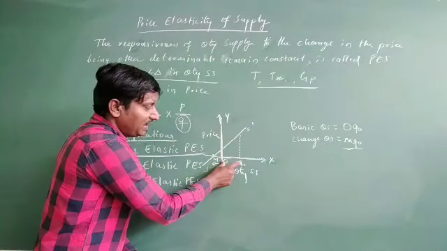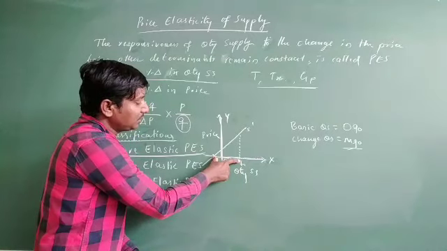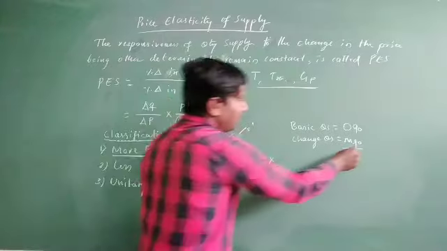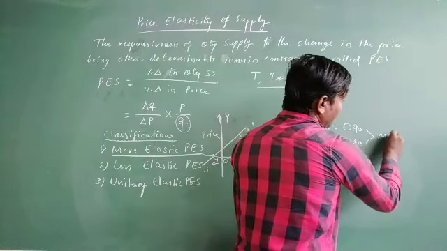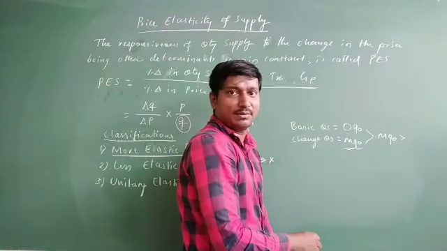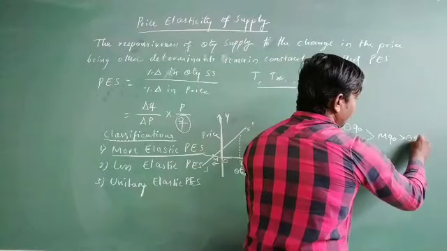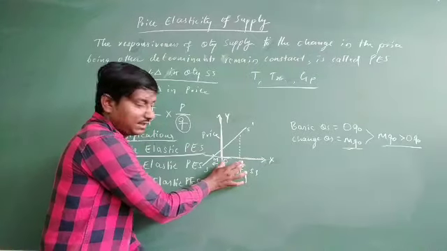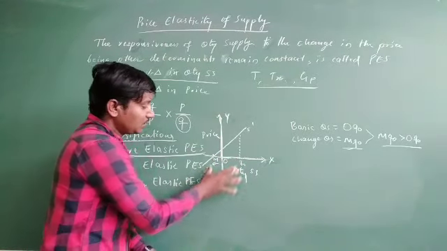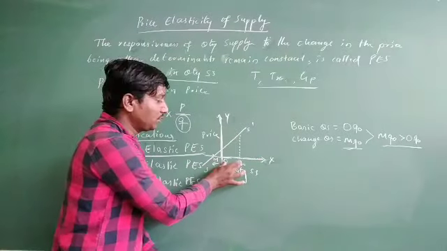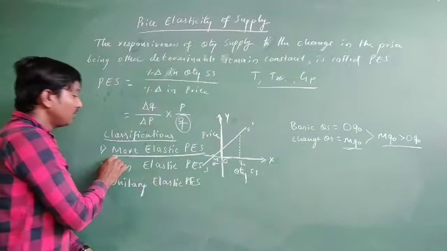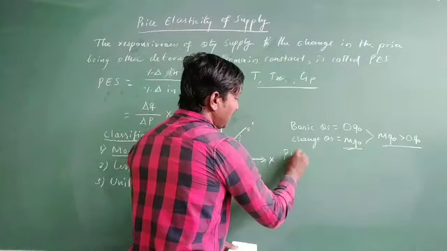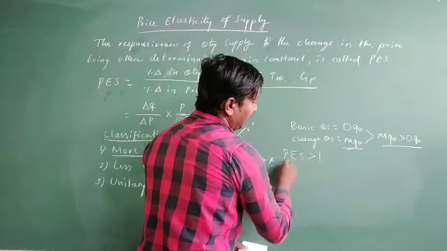Okay, OQ is the basic, whereas MQ naught is the change in quantity supply. Compared to this, MQ naught is greater than OQ naught. Can you see that here? OQ is the basic, MQ is the change in the supply. So MQ naught is greater than OQ naught, and that is what we are going to call more elasticity of supply, which means PES is greater than 1.